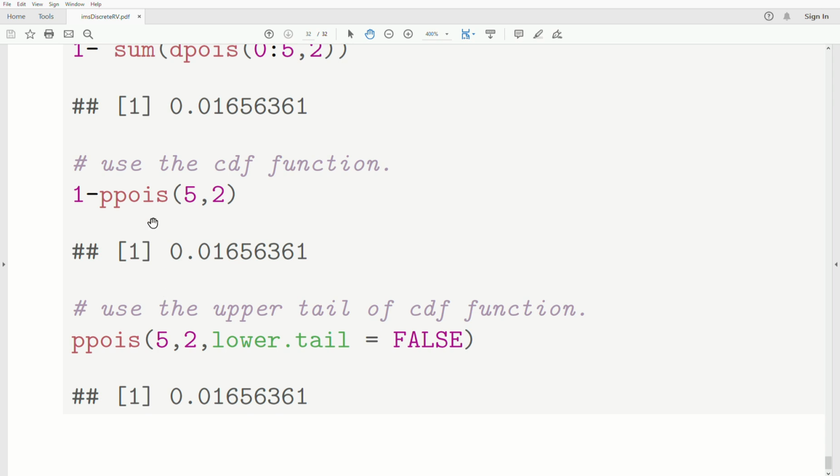But we can also use the CDF, but take the upper tail as opposed to the lower tail. And so we say ppois of 5 and 2, but lower.tail is FALSE, meaning we want the upper tail, and we get the same quantity.